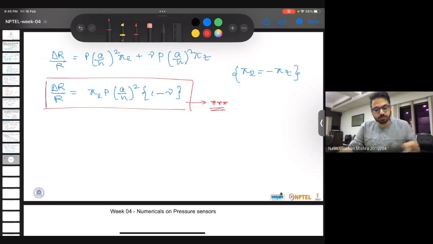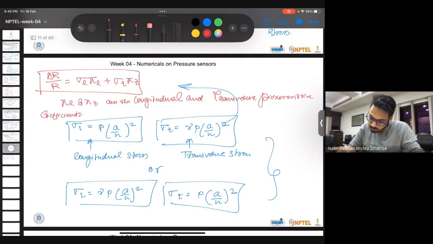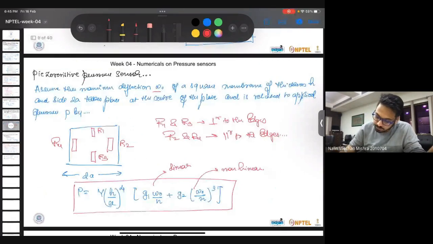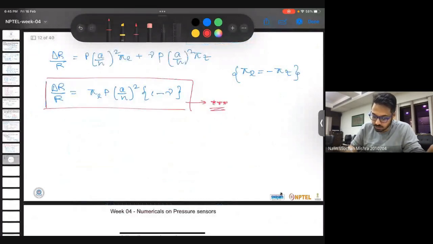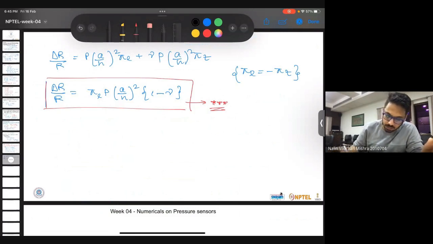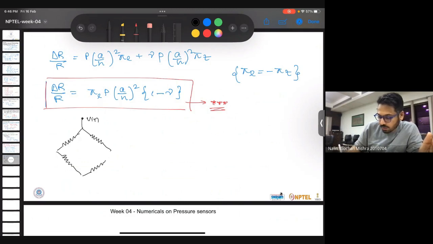Okay, so this diagram, yeah, this one. This can be modeled in electrical parameters such as resistance in Wheatstone bridge form, like this. If we apply V in one of the terminals, assume there are four legs of the resistance and it is joined like this.